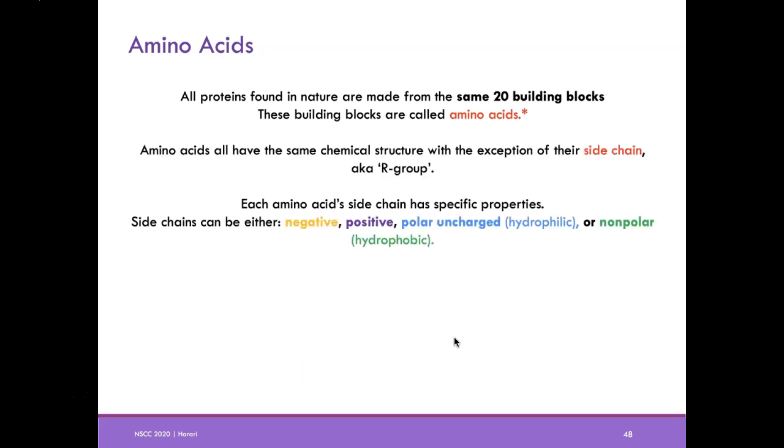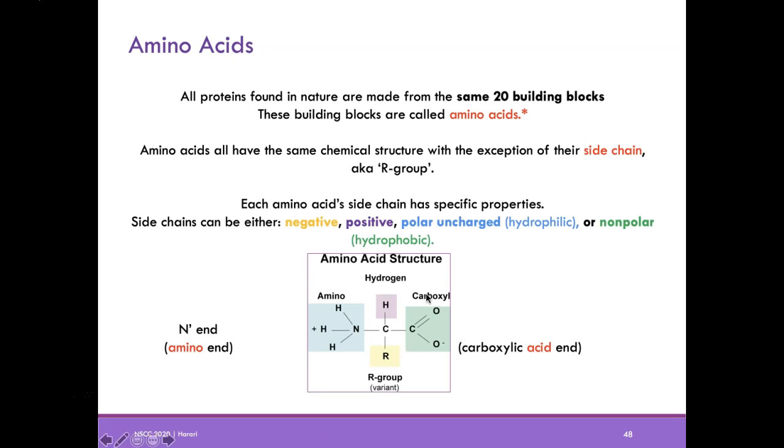And all amino acids have the same chemical structure, with the one exception of their side chain. So all amino acids have a central carbon with a hydrogen. They have an amino group, a nitrogen with 3 hydrogens, and a carboxylic acid group, C double bond O with a negatively charged oxygen. So amino acids are called amino acids because they have a carbon with an amino group and then a carboxylic acid group. So all 20 look like that, but there's one difference.